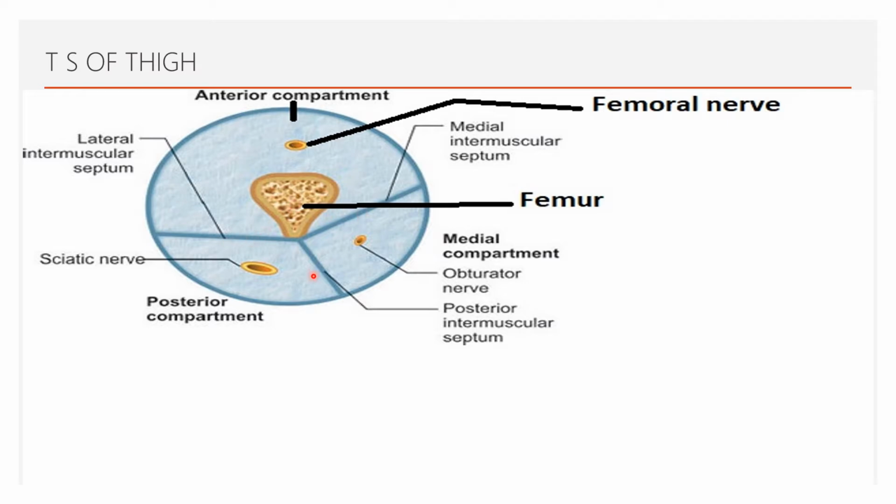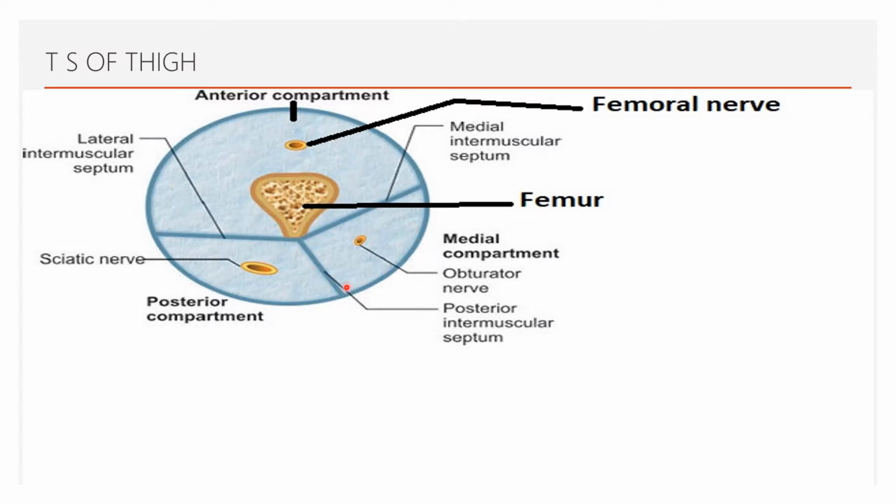There are three intermuscular septa present in the thigh, which divide the thigh into three compartments. This is an anterior compartment of the thigh, which is being innervated by femoral nerve. An anterior compartment of the thigh is having femoral triangle with large blood vessels like femoral artery, femoral vein, femoral nerve. Along with that, we can see the muscles present in the anterior compartment like sartorius, quadriceps femoris.